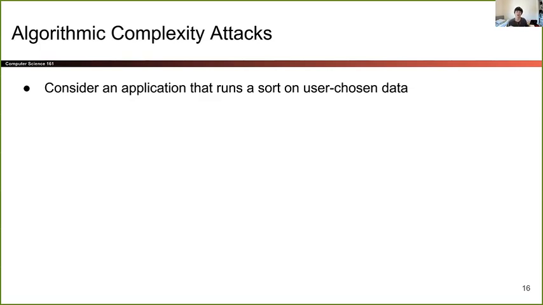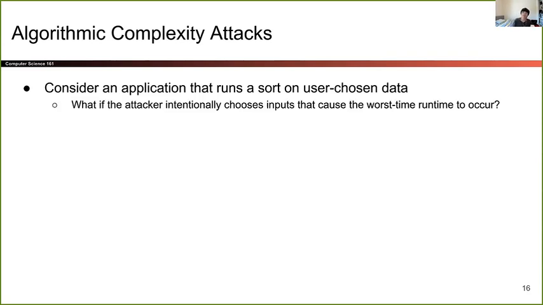So let's say that we are writing some application out there and we need to sort something. That's a pretty reasonable assumption. I sort things pretty often in my own code. What if the attacker intentionally chooses inputs to cause the worst case runtime to occur?